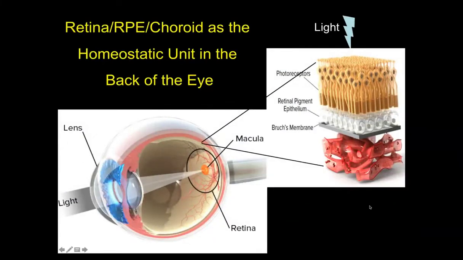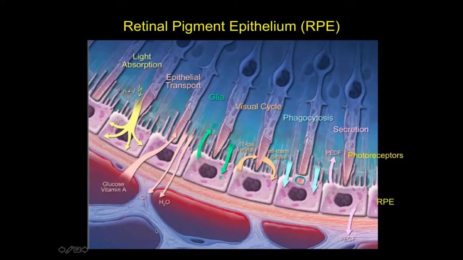This slide shows you the homeostatic unit in the back of the eye, the retina on top, the photoreceptors, and in between the photoreceptors and the blood supply is sandwiched a layer called the retinal pigment epithelium. For most of the diseases that affect the back of the eye, it's this homeostatic unit that is affected during the disease process. If we take a close-up look at this homeostatic unit, you see that RPE is really strategically located between the photoreceptor cells and the blood supply.